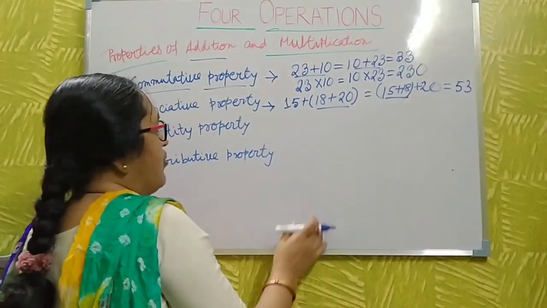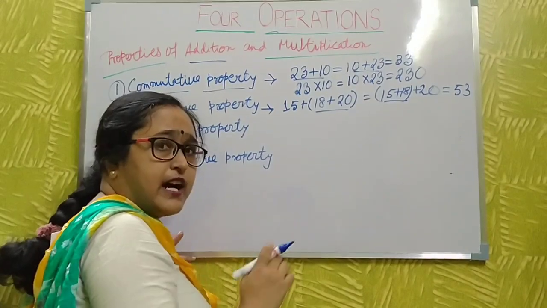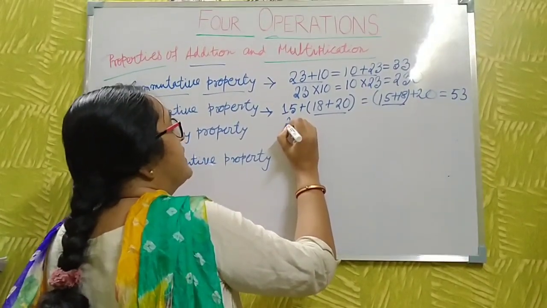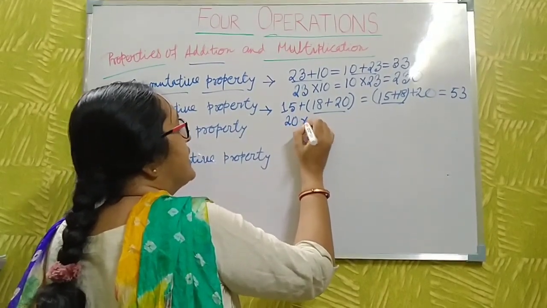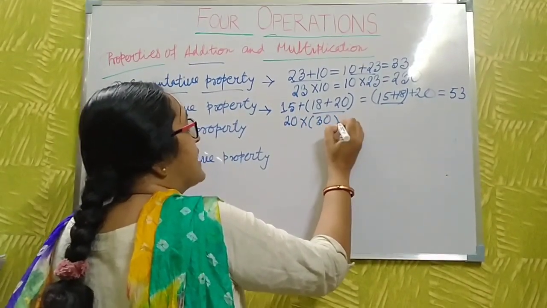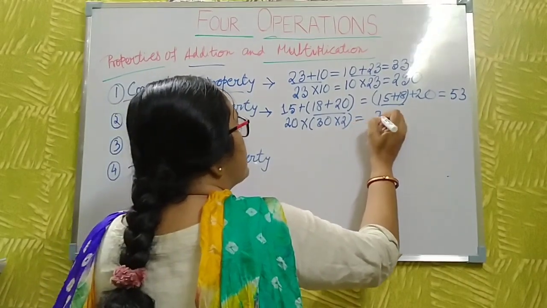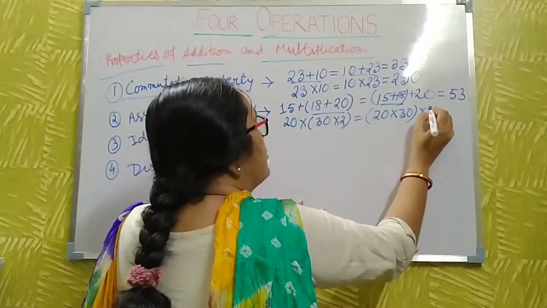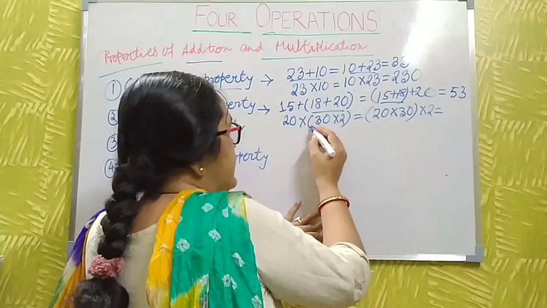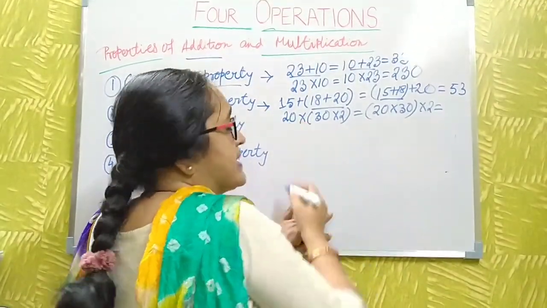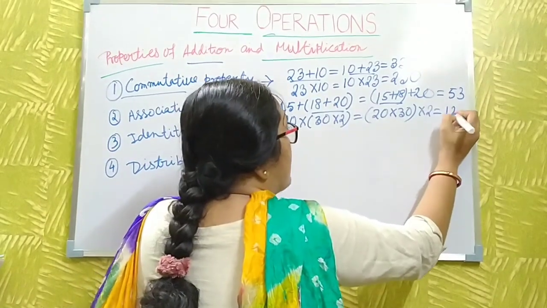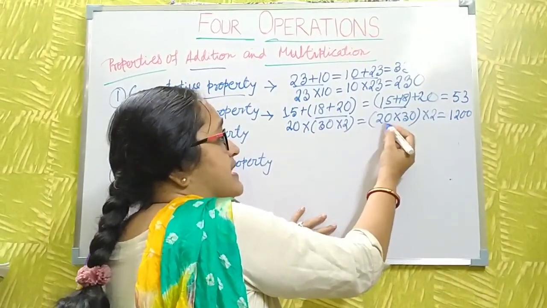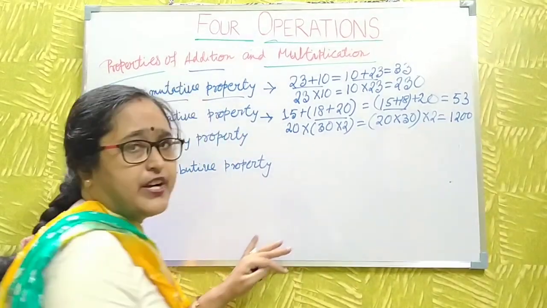Now this same property holds in multiplication also. If you multiply like this, 20 into 30 into 2, and you also do 20 into 30 into 2, the result becomes the same. What is this? 30 times 2 is 60, 60 into 2, 6 twos are 12, and double 0 is put here. And like this, 3 twos are 6, 600 into 2, 1200 also.